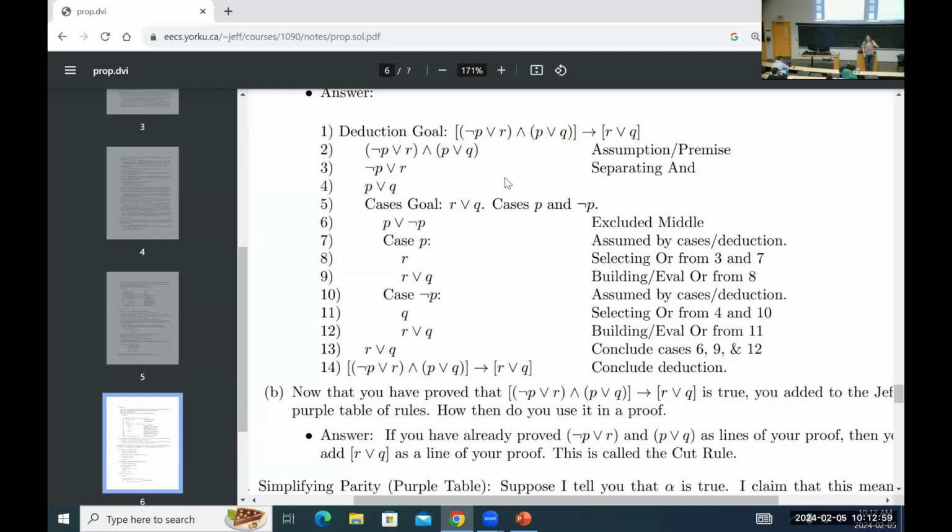So, in fact, is it the purple table? No. In fact, the text is at the printer, so now I can say with authority, you will not have to have memorized the purple table. But a bunch of us were talking about it, and we came up with a compromise, and the compromise is you won't have to memorize the names of the rules.